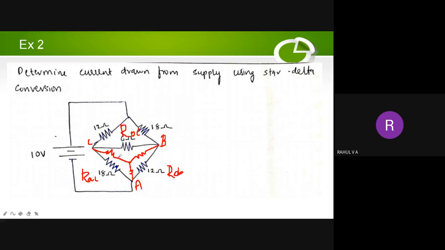So after converting delta into star, whatever resistance value I am getting is like this.